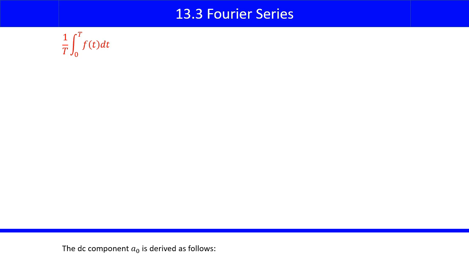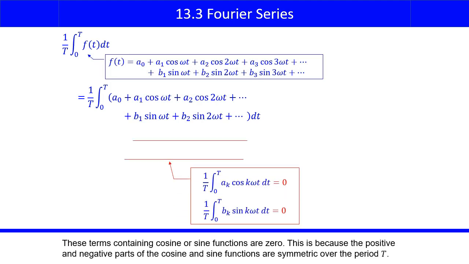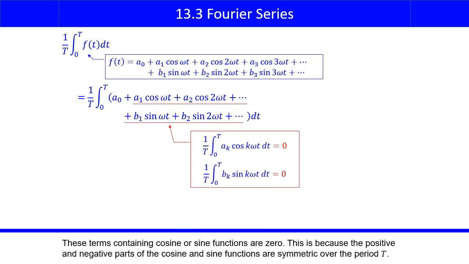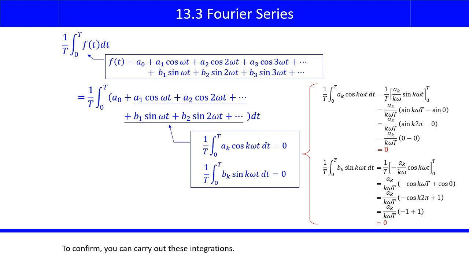The DC component A0 is derived as follows. f(t) is substituted with a Fourier series. These terms containing cosine or sine functions are 0. This is because the positive and negative parts of cosine and sine functions are symmetric over the period T. To confirm, you can carry out these integrations. Thus the DC component A0 is obtained.